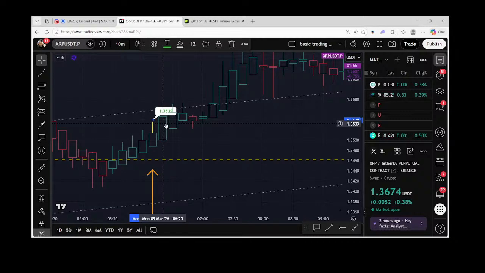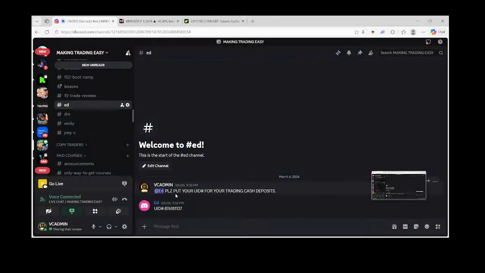Now let's say I take that entry and I get into my entry point. What I'm going to do at that time is go to my Discord, and all I'm going to do is basically this. So Ed has a trade. He's going to say XRP long, right? And normally what he'll do before that is he'll do this.